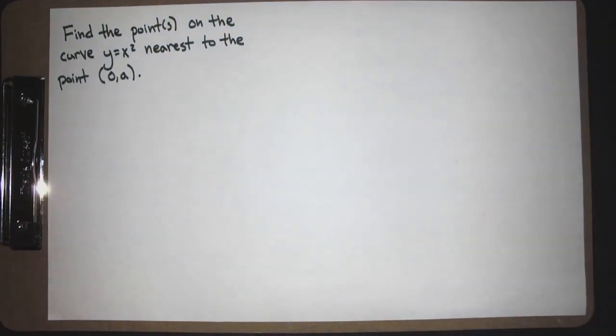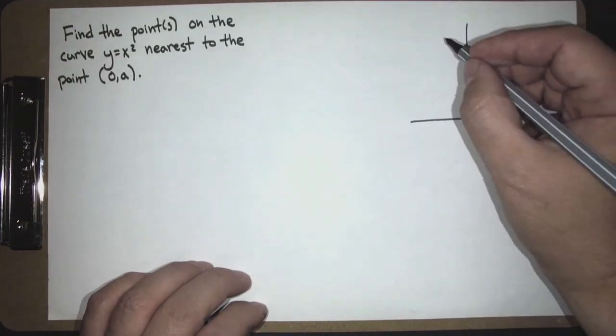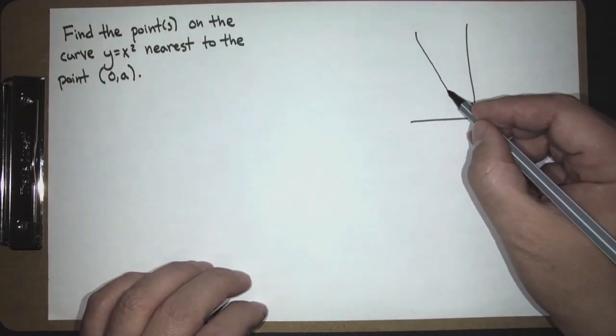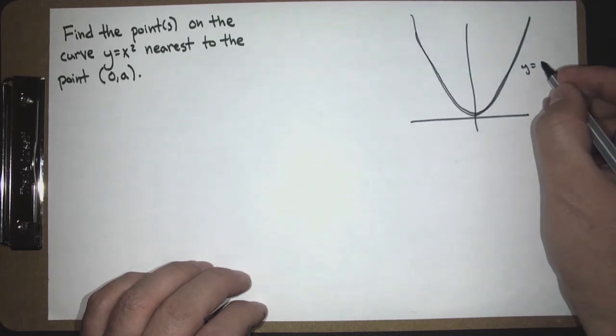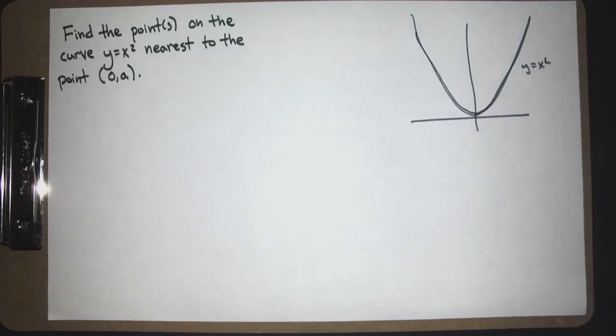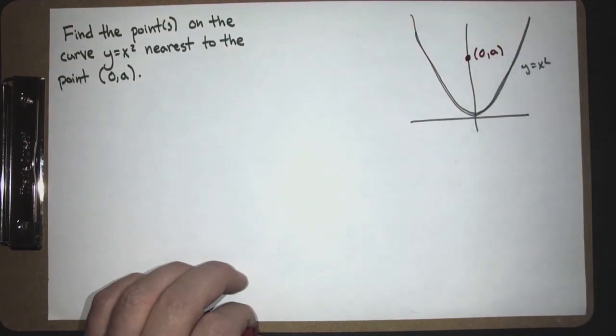Find the points on the curve y equals x squared nearest to the point 0, comma a. Now, we aren't saying what a is, so a can change. So you have this y equals x squared. It's a parabola. And we have a point 0, comma a. So here's 0, comma a.